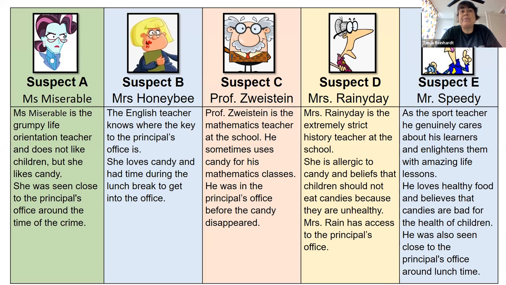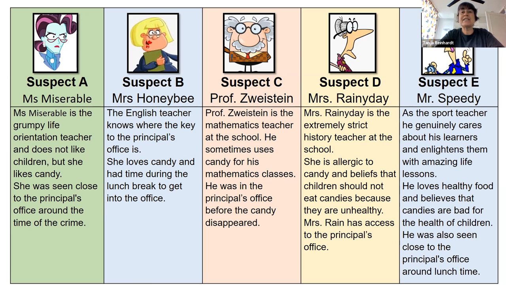And then we have suspect B, Mrs. Honeybee. The English teacher knows where the key to the principal's office is. So that's very suspicious. She knows where he hides the key. She loves candy and had time during the lunch break to get into the office. So maybe she wanted to get some candy, because remember, she loves candy.